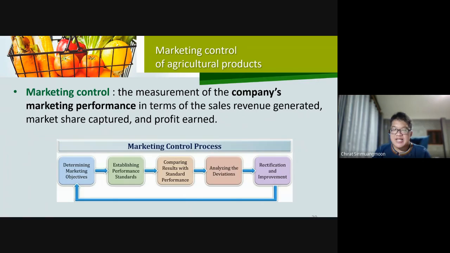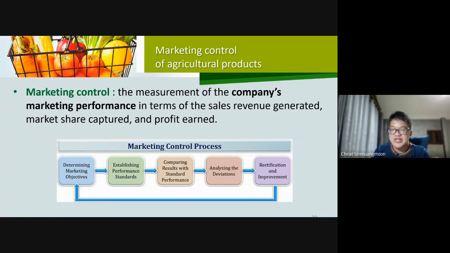So the last topic is marketing control. Marketing control is the measurement of the performance of the marketing activities that a company has. You can think in terms of sales revenue, market share, and the profit that you're going to have. So marketing control, again, is the measurement of performance.